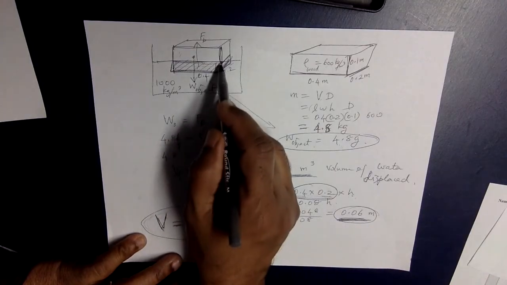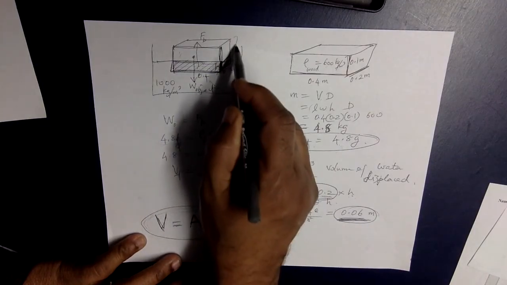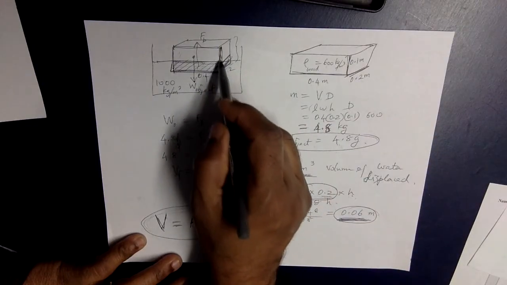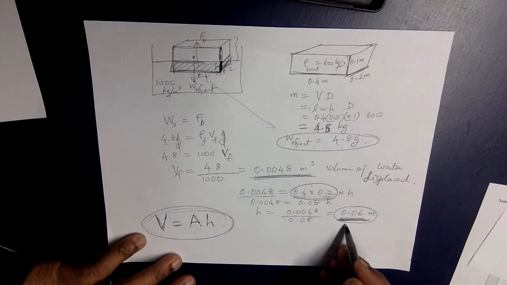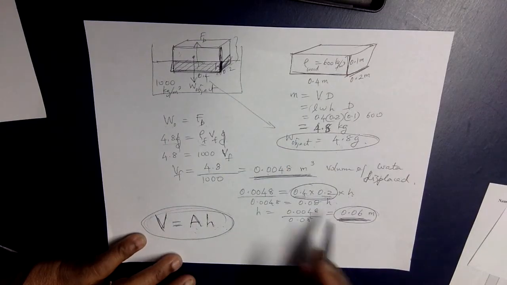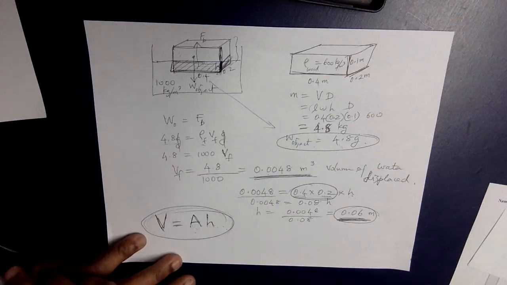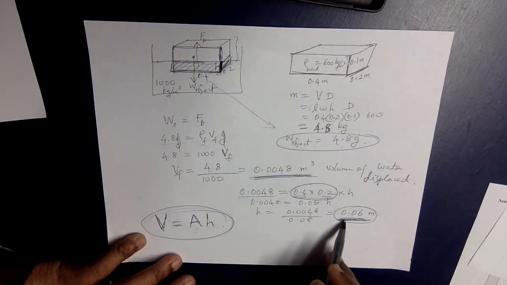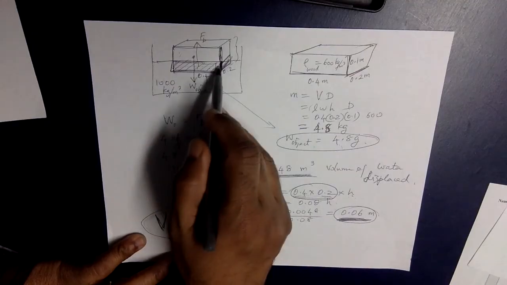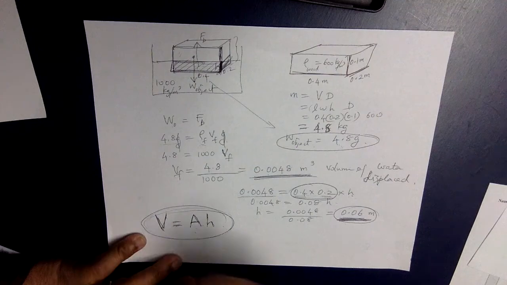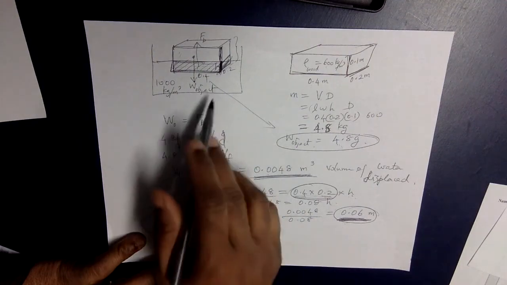If the height here is 0.06 meters and the whole thing is 0.1 meter, you can actually figure out how much is going to be above the water, which is 0.1 minus 0.06, which is 0.04. So this is the amount that is underwater, and 0.04 must be above water. If you're given any of these things, you should be able to figure out the other.